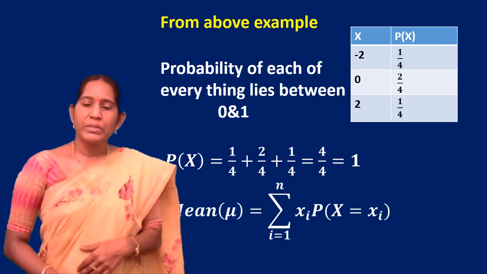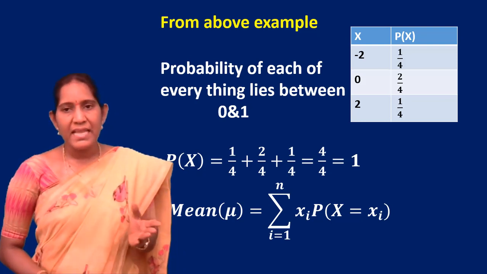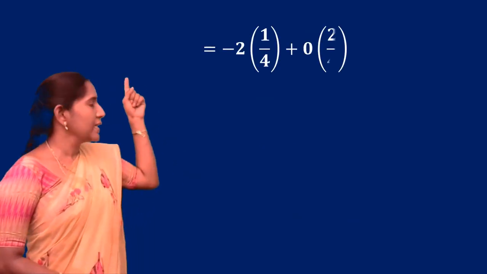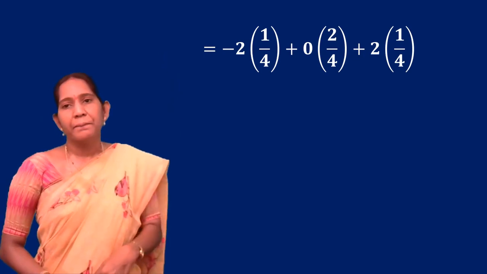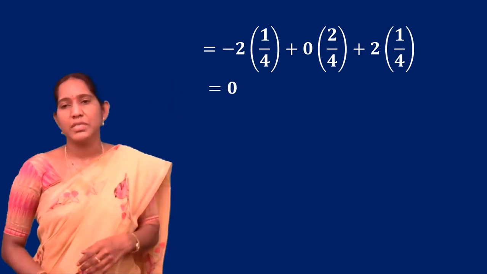So mean mu, that is sigma i is equal to 1 to n, xi into p of x is equal to xi. So that is minus 2 into 1 by 4 plus 0 into 2 by 4 plus 2 into 1 by 4. So this is 0. So mean mu is equal to 0.